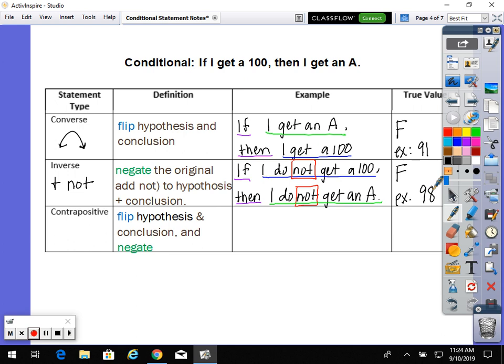We're going to move on to the third one, contrapositive, and you're going to do both things. You're going to flip and negate. So you're going to do both. So I'm going to say do both, and then I'm going to draw the picture. Flip and add not. So we're going to flip the hypothesis and conclusion and negate it. So you're going to have if and then.